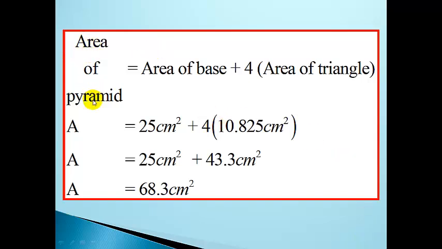Now area of the pyramid is equal to the area of the base plus 4 times area of the triangle. Now when we calculated the area of the square base, we have 25 centimeters square. Now plus 4 times the area of one triangular face gives us 10.825. So we multiply the answer by 4, and we have 43.3. Then we add it to 25 centimeters square, and the result is 68.3 centimeters square. So the area is equal to 68.3 centimeters square. That is the area of the pyramid.